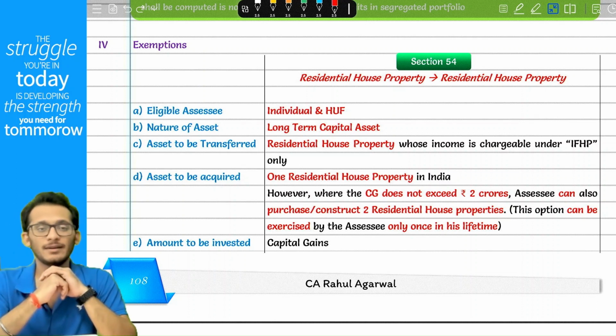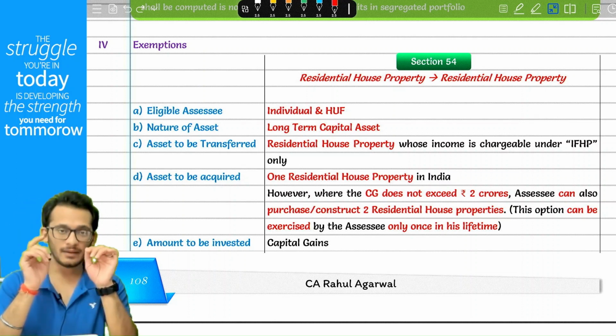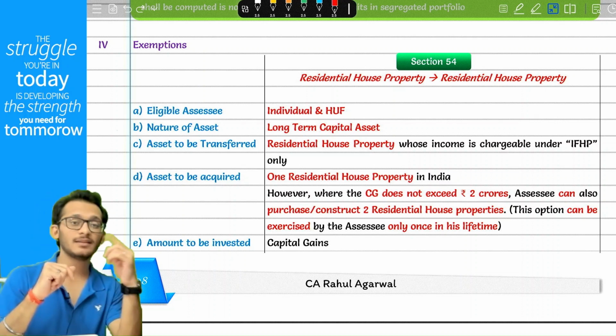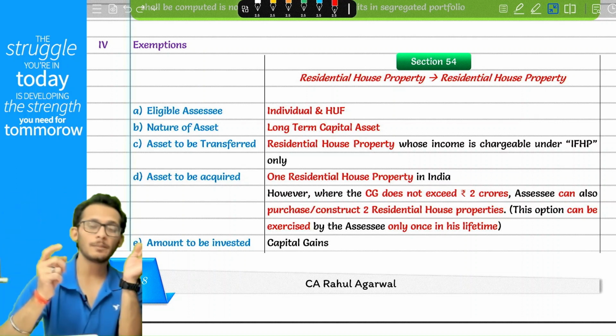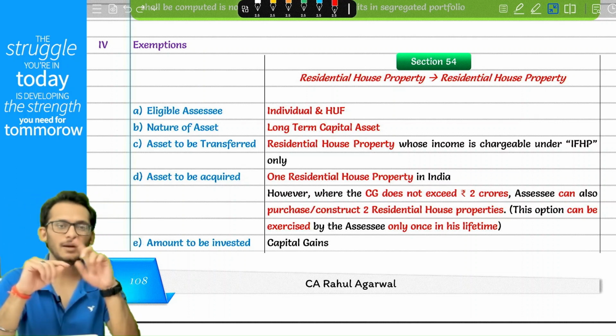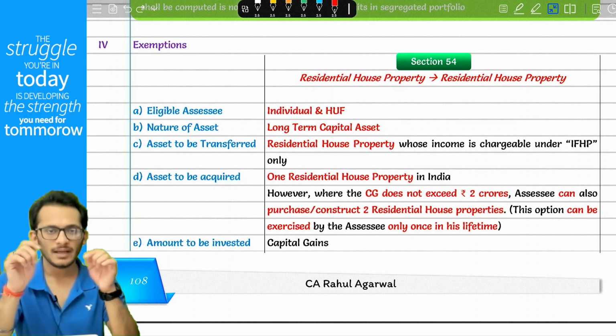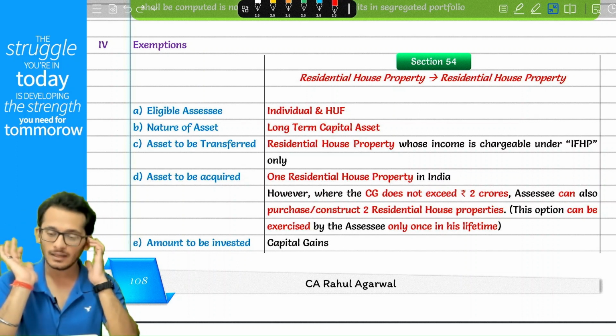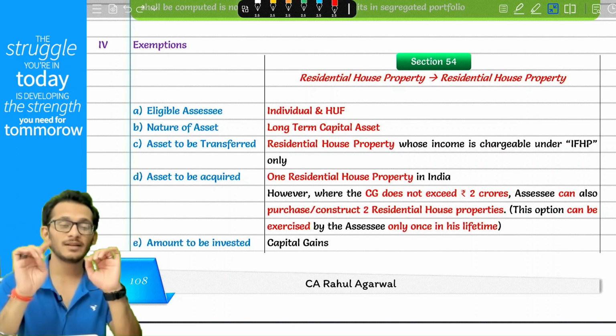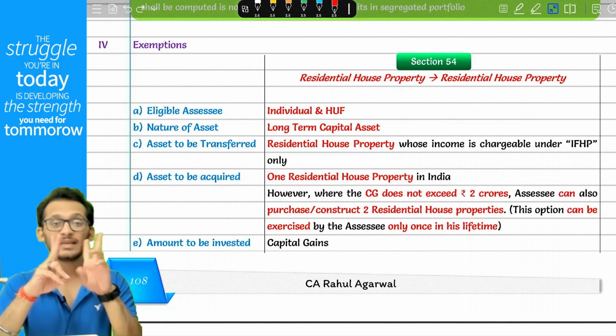When you are buying this one residential house property, the condition is that beyond this property you should not have any other property more than one. Which means you can maximum have one more property other than this property. If this is the 3rd property which you have, then it's not eligible for exemption. You are eligible for exemption only if this is the 1st property or the 2nd property.